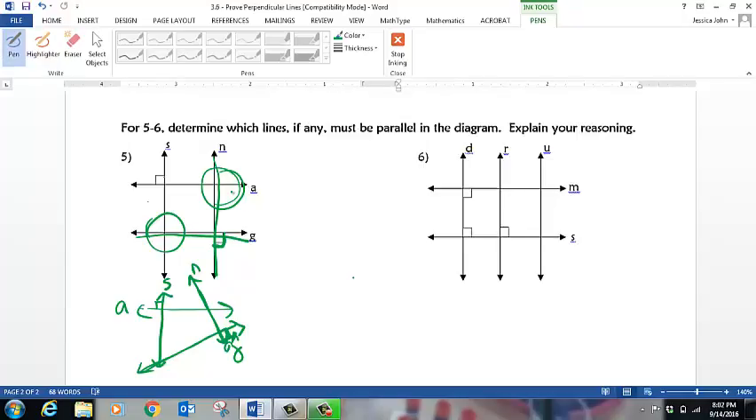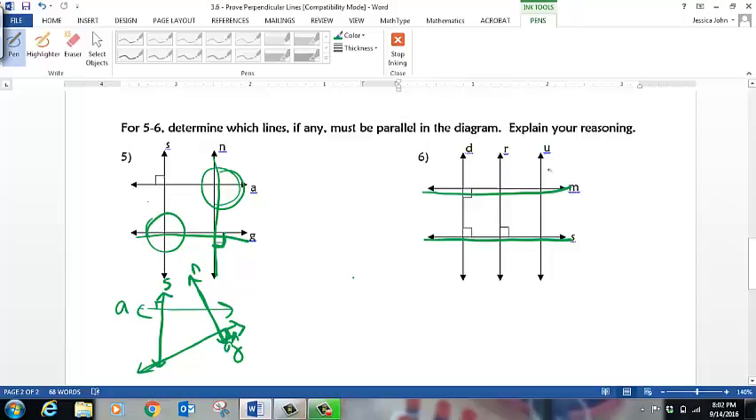Okay, so now let's move on to number 6, our last problem. So now we have 5 lines that are all intersecting. So again, you just want to start by picking 2 lines that look like they're going to be parallel. So let's take a look at M and S.